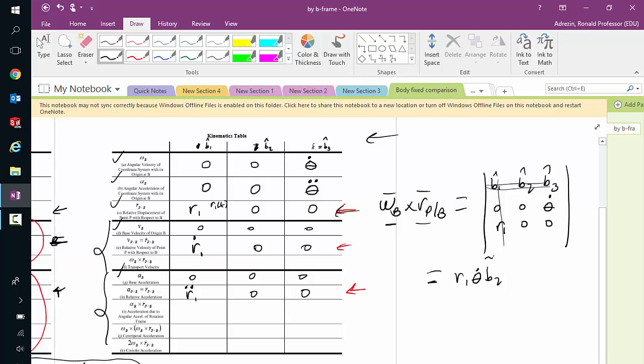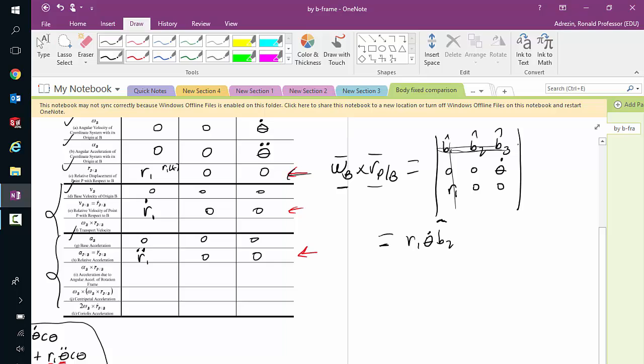b2. Again, check your sign. I use the one with plus, minus, plus. b3, I have nothing. So in this spot here, I have 0, r1 theta dot. And again, it makes sense. It's units of velocity. Not too bad. Pause here for a moment so you can get caught up with it. All right, now let's try the next one.